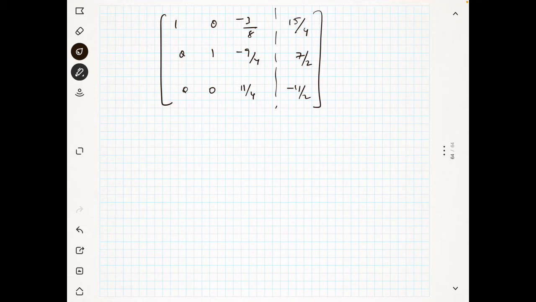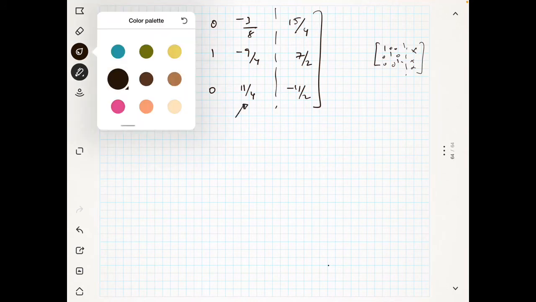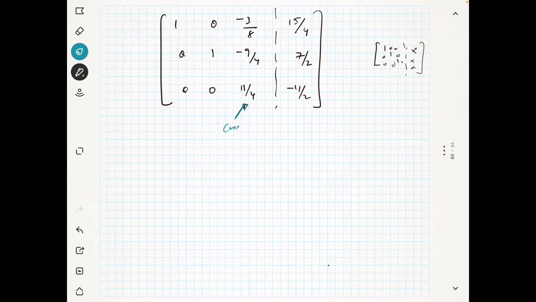I am going to change my row 3 because I need something like 1, 1, 1, and this is 0, 0, 0, 0, and after that I need at the other end it may be something else. So I want to convert this to 1. How to convert to 1? By multiplying with 4 by 11. If you multiply the row 3 by 4 by 11, it will be converted into 1. So it becomes 0, 0, and with 4 by 11 this becomes 1.